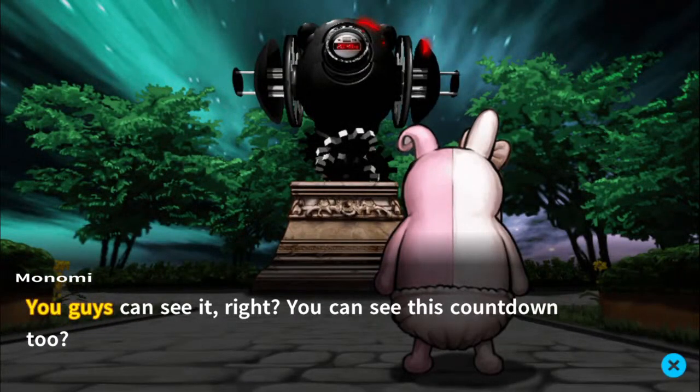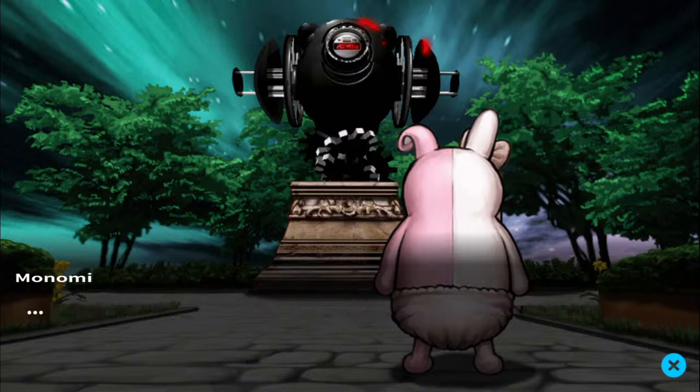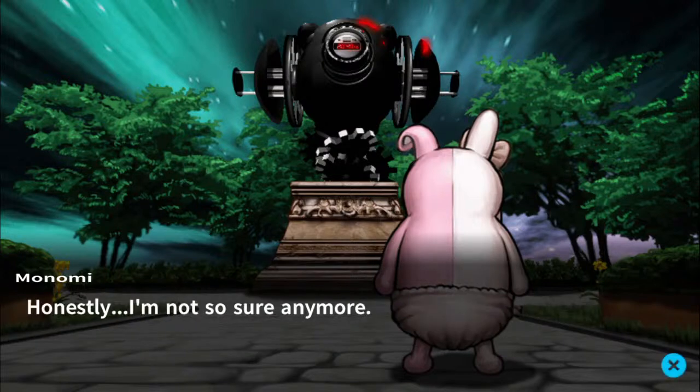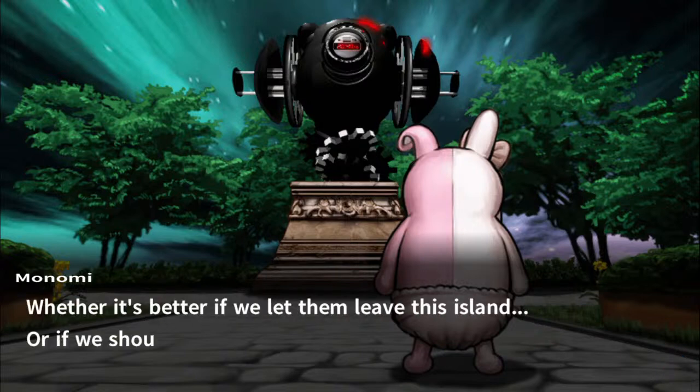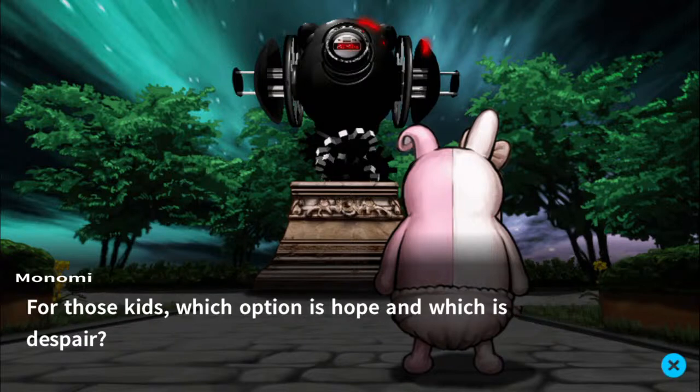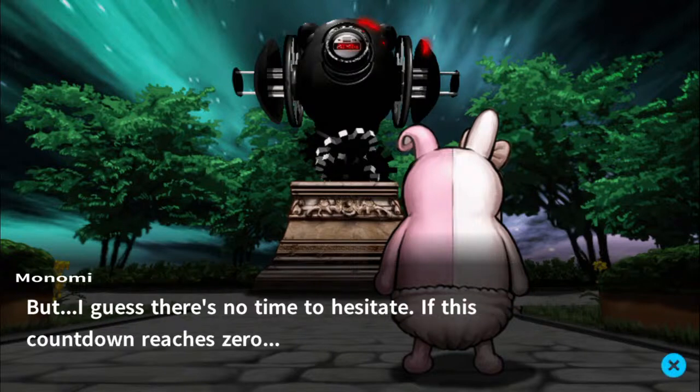Right? You can see this countdown too? Poor people are already gone. We took our time preparing the hope fragments, but now we're no longer able to gather them. Honestly, I'm not so sure anymore. Whether it's better if we let them leave this island, or if we shouldn't let them escape. For those kids, which option is hope and which is despair? But I guess there's no time to hesitate.